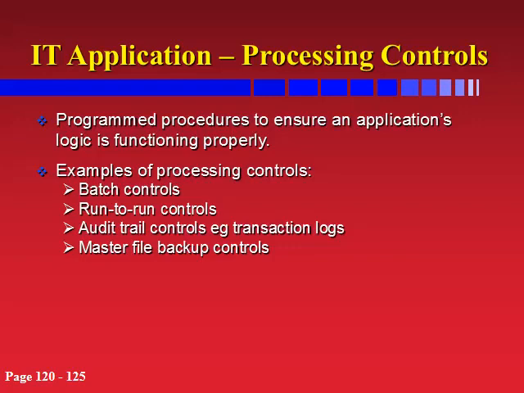Batch controls help reconcile system outputs with the input originally entered into the system. The batch control record is created when the batch of transactions is entered into the system. The data in the batch record are used to assess the integrity of the batch during all subsequent processing. Run-to-run controls use the values in the batch control record to monitor the batch as it moves from one program procedure, one run, to another.